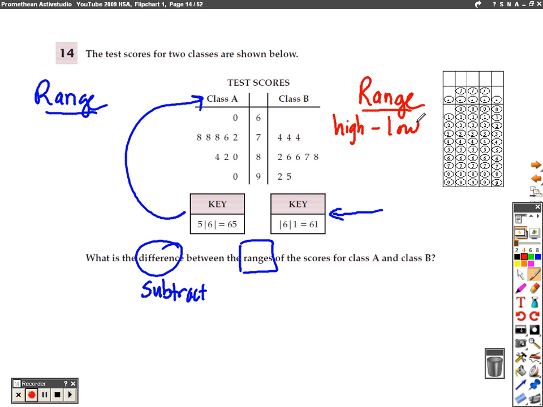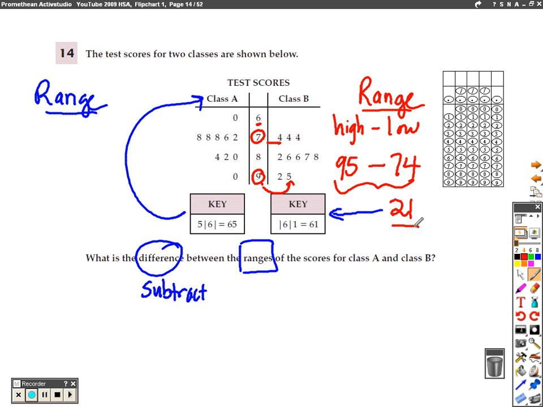So if I look at my chart for class B, I can see that 95 was the highest value, highest test score for class B. When I look for the lowest, I notice that there are no 60s in class B, and that the lowest score in class B is a 74. So when I subtract 95 minus 74, I get a range of 21.